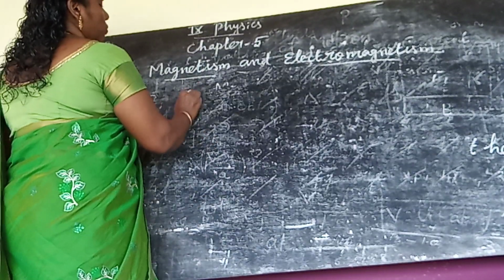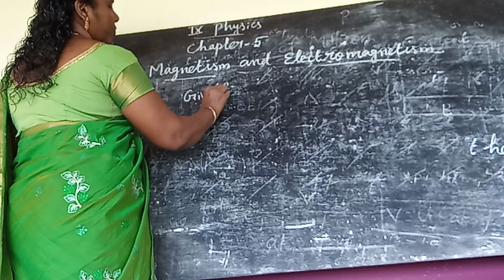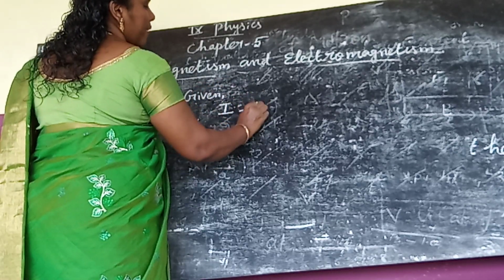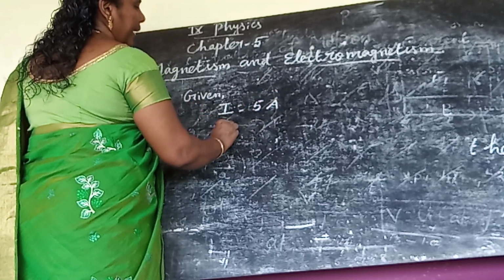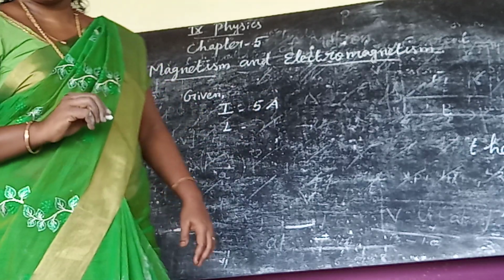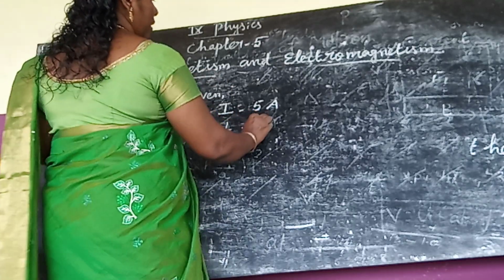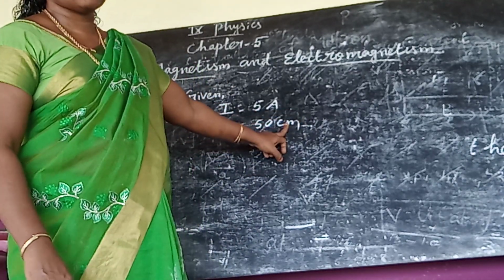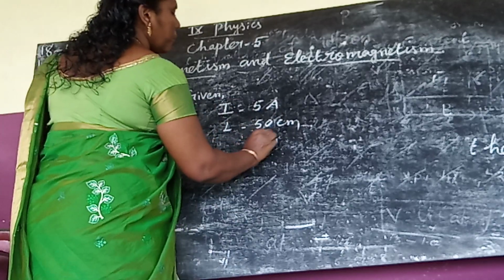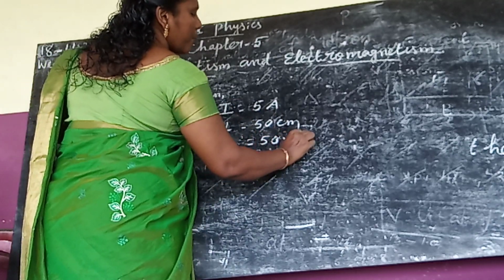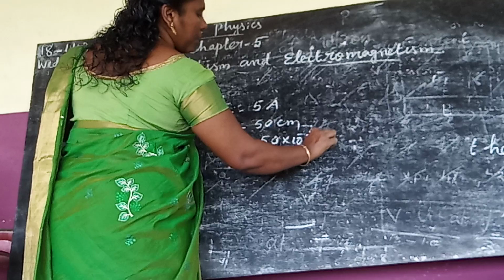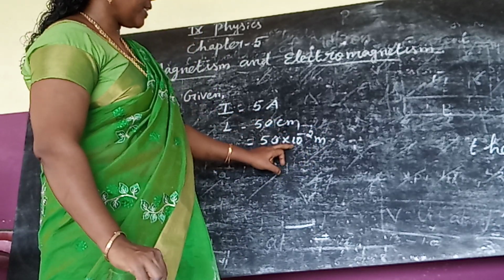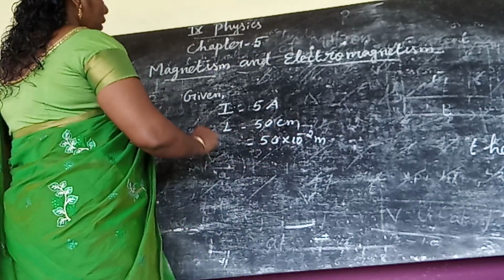First, you have to write what is given. Current I is given as 5 ampere. Then the length is given as 50 centimeter. The centimeter you have to change into meter. So what do I have to do? 50 into 10 power minus 2 meter. So just change centimeter to meter, that's 10 power minus 2.